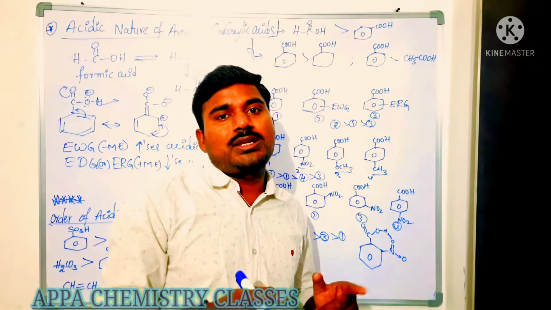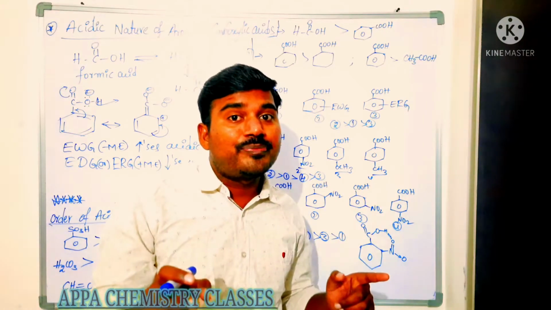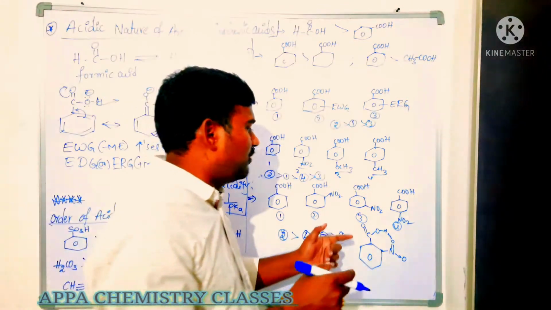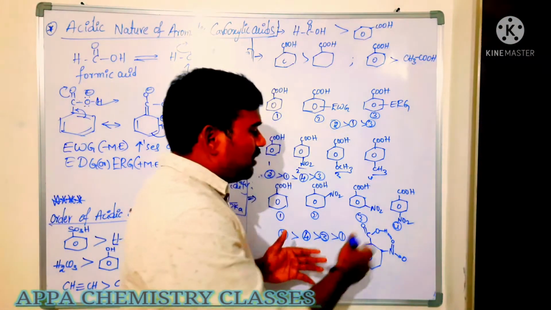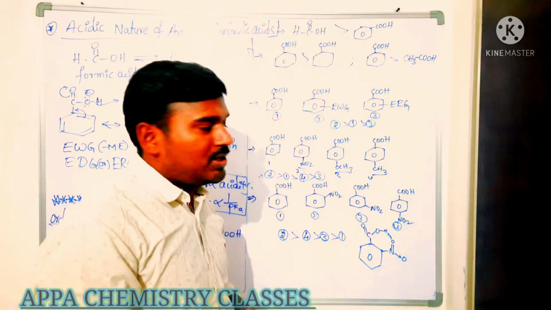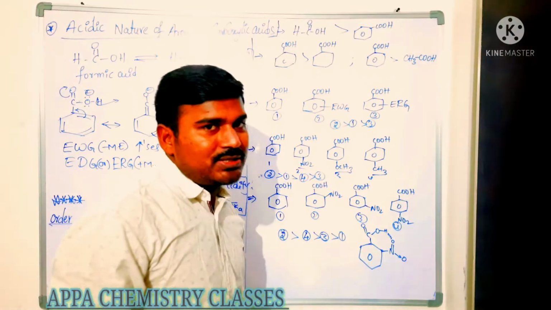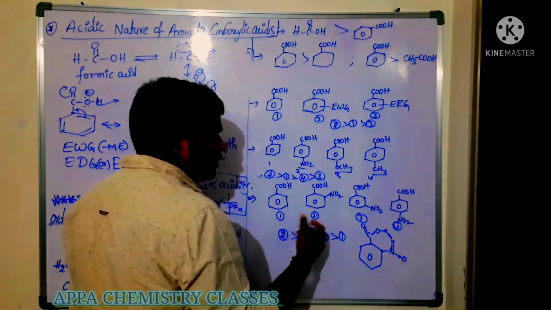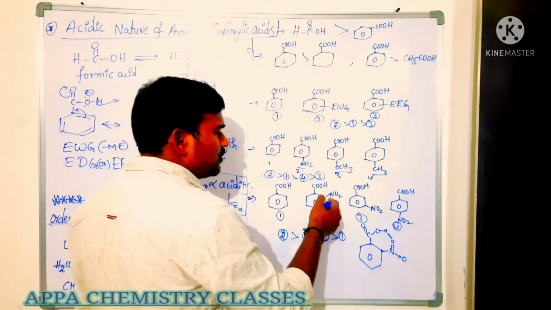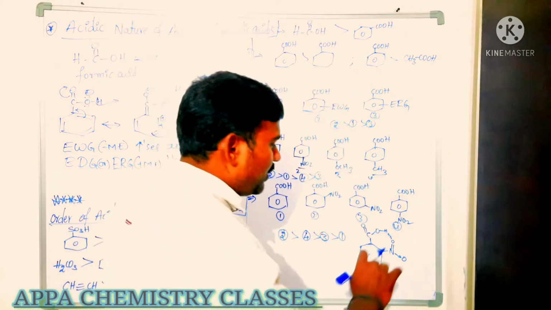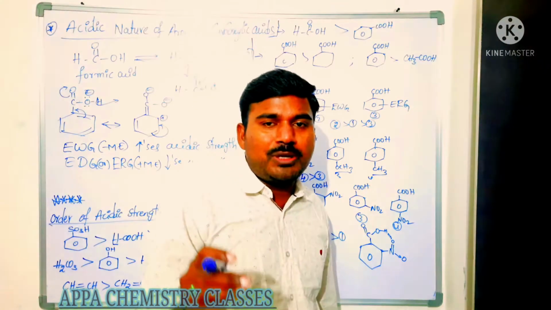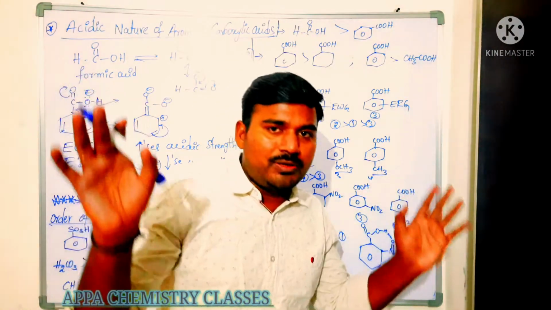That is, chelation is forming. Chelation in the sense ring formation. That ring formation will result in the stabilization of the carboxylate ion. Then it can readily lose the H plus ion. So for that reason it is the more acidic one. So that is, whatever the group it may be, the ortho substituted compounds, ortho substituted benzoic acid, is the more acidic one.